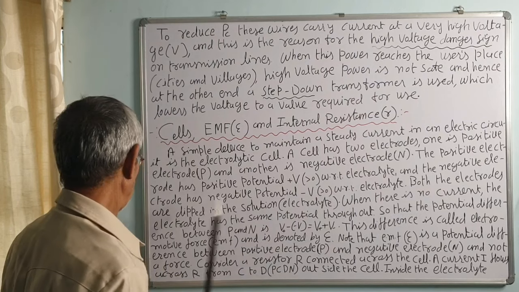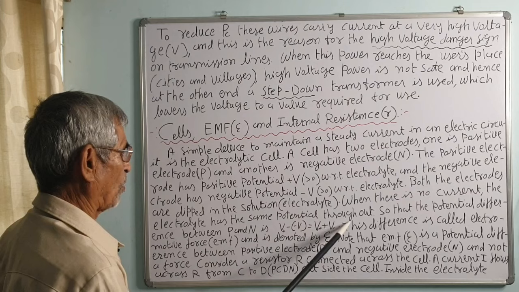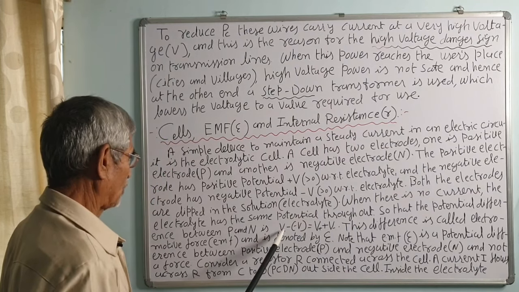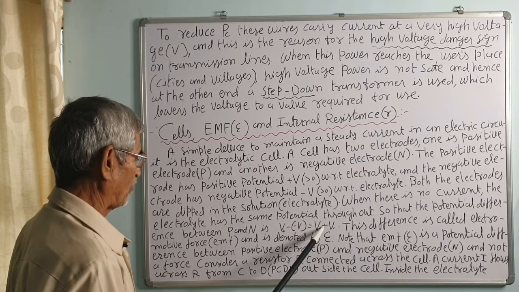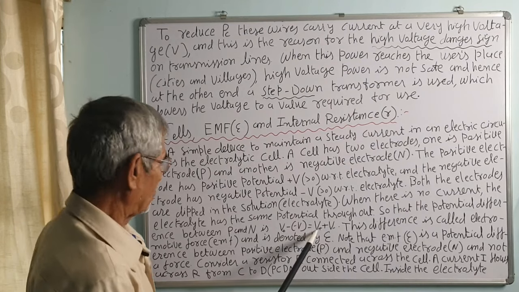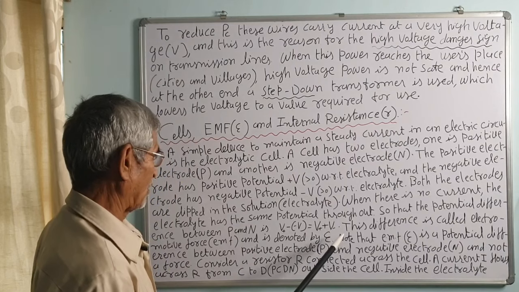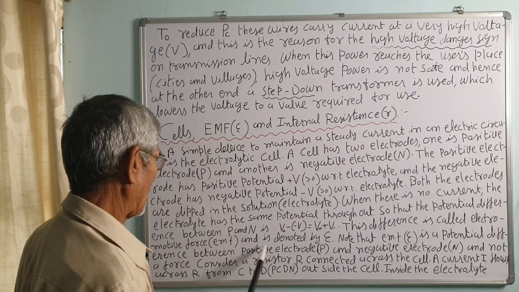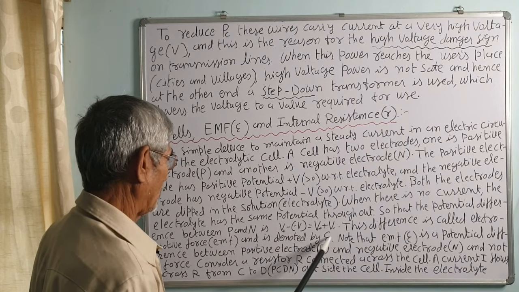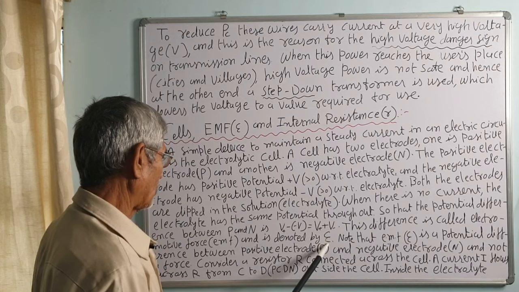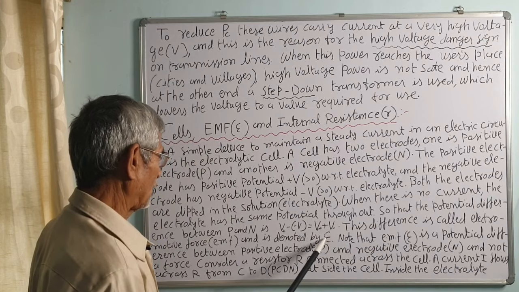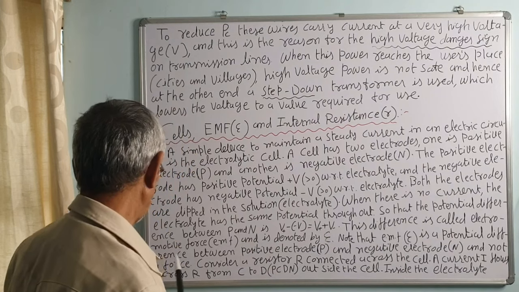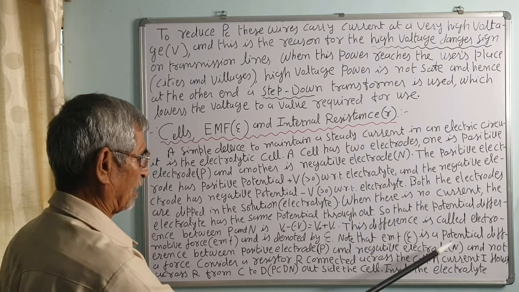When there is no current, the electrolyte has the same potential throughout, so that the potential difference between P and N is plus V minus (minus V), that is plus V plus V, the potential of the positive and the potential of the negative. This difference is called the electromotive force, EMF, and is denoted by E. Note that this E is not a force, it is the potential difference between the positive electrode P and the negative electrode N, and not a force.